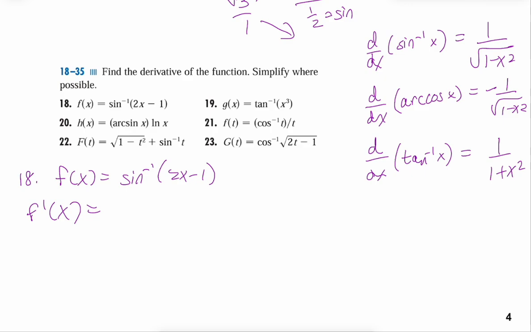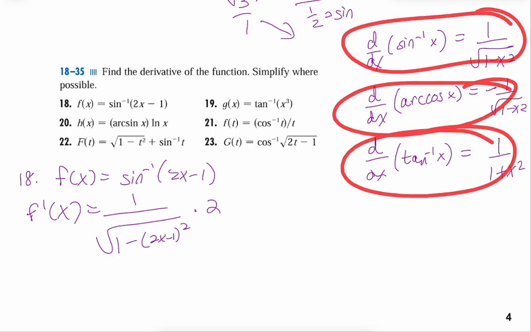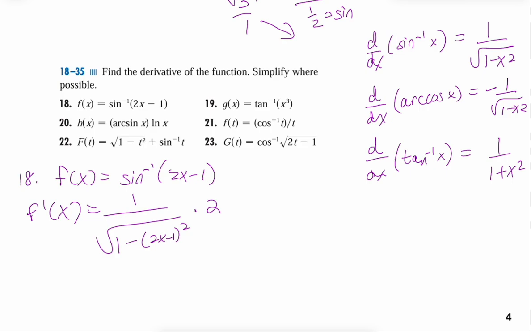You do not have to simplify these. So it's 1 over the square root of 1 minus the stuff squared, times the derivative of the stuff. If there's a function here, you just put the function in. That's all I need you to know. And I will give you all three of those. I just want you to know how to use the chain rule with them and maybe a product rule or something. Okay, so let's look at 19.